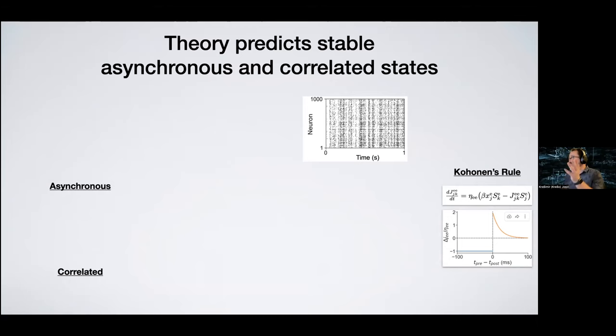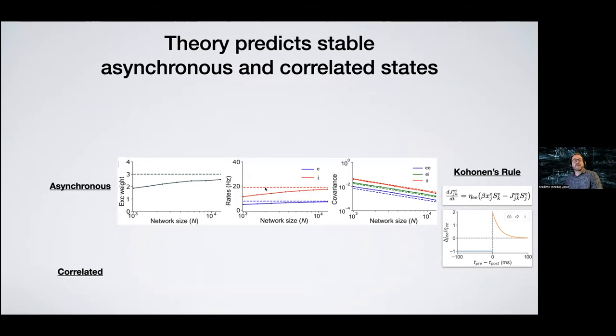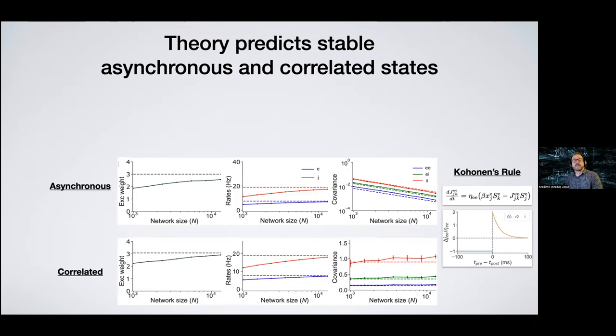As n goes to infinity, the dashed line is the theory, and everything I'm going to show you, the dashed line is always going to be the theory. The solid lines are going to be the numerical results. As the network size grows, the theory and the numerical results get pretty close together. Here is a correlated network. The covariance of the network is well predicted. The firing rates are pretty well predicted by the theory. And these are the equilibrium excitatory weights, which approach the predicted state pretty well as well.